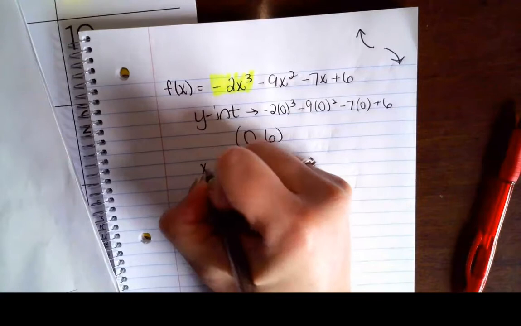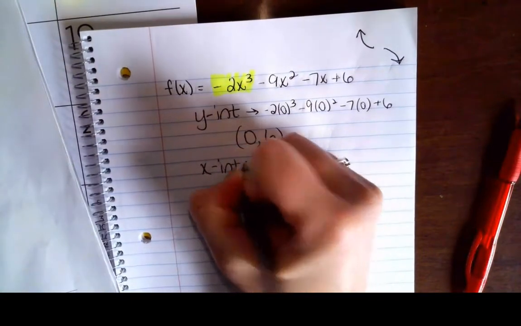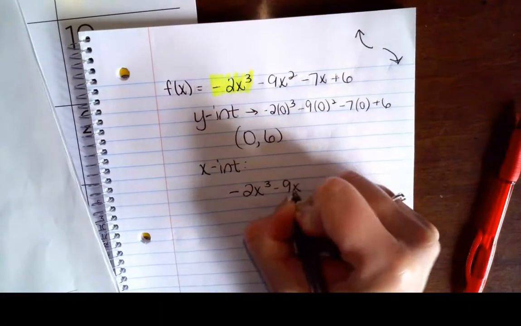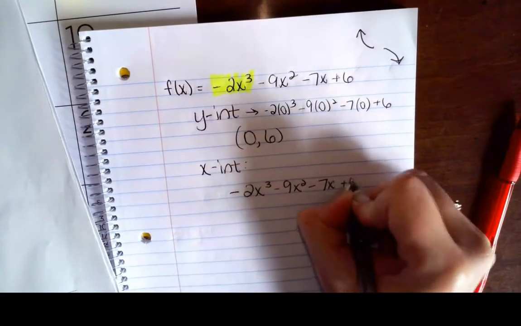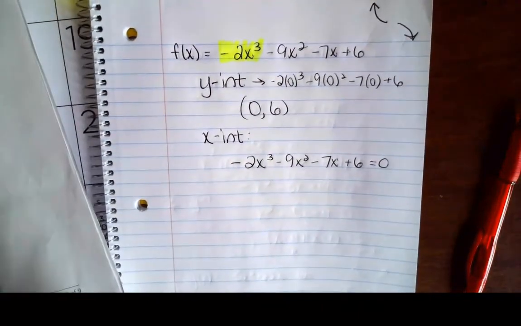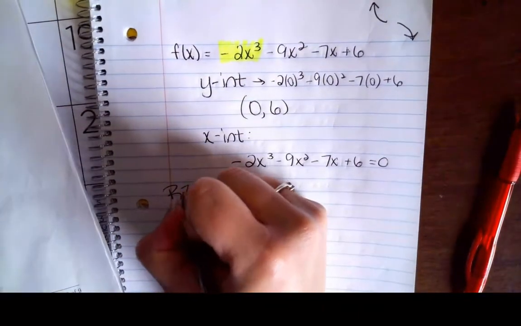My x-intercepts, again, I'm going to have to do a little bit of work. So I'm going to set this equal to 0. If it were factorable, which it's not, I would go ahead and factor it and be done, but I'm going to have to use the tools that I learned last week.